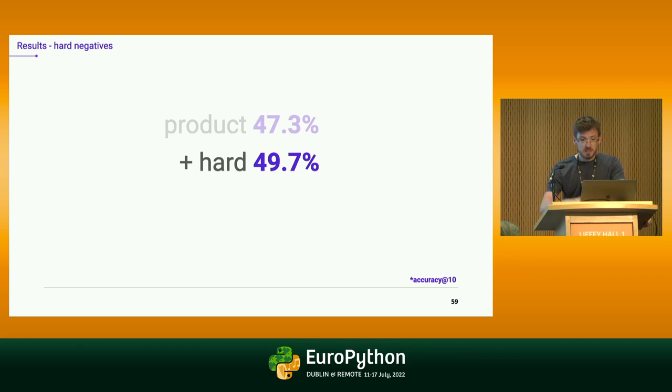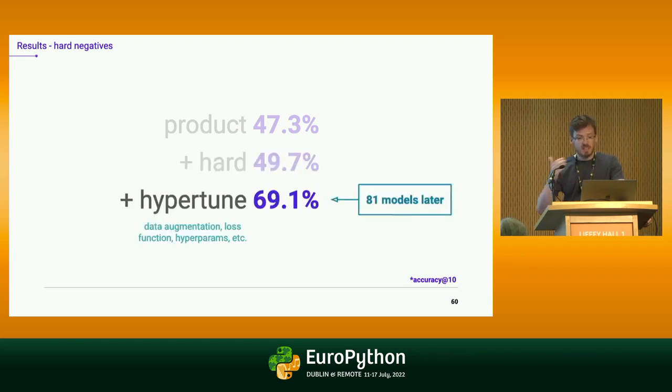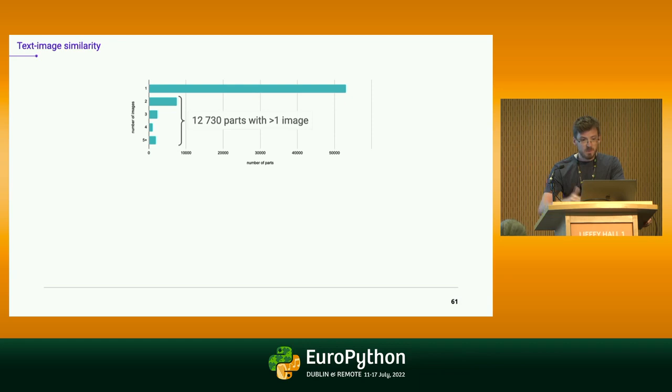So what next? This is actually the point when I was confident that the model works and I could do some hyper-tuning, and I did. I've done a lot of data augmentation, loss function, hyperparameters. All in all, I've trained 81 models and increased the model performance by 20%. But the problem is I still use only those 12,000 parts for training, and I don't have anything for the rest. I use them in the index for prediction, but not for training.